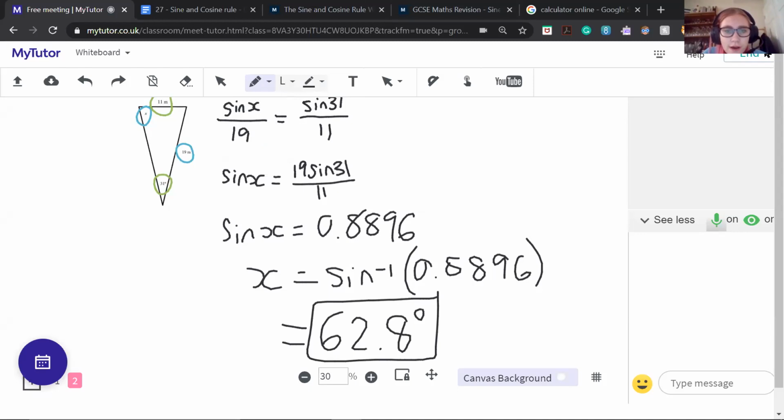Someone's asked how to convert into radians. I'm not 100% sure on all of the calculators. Normally there's something in the settings where you switch between the degrees, but there's a load of manuals on Google.